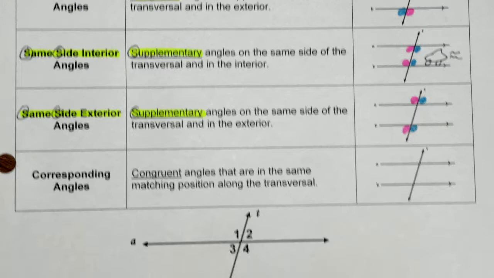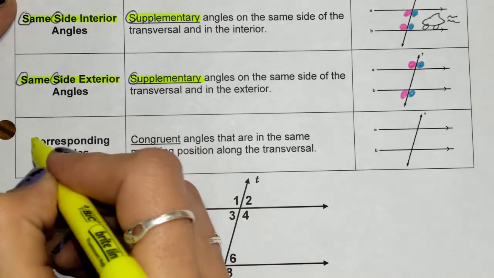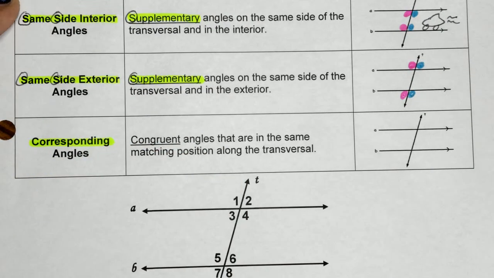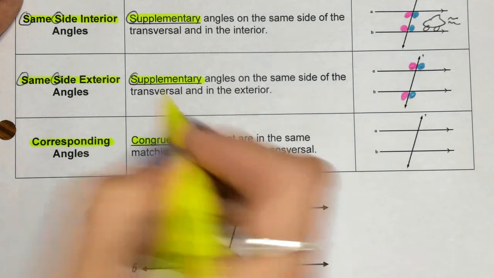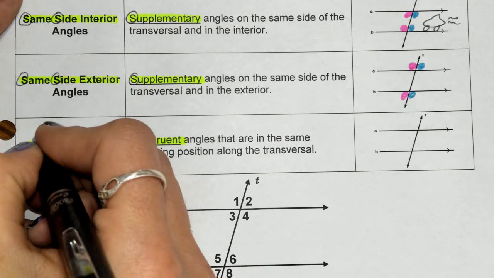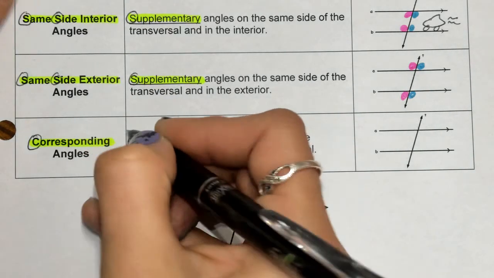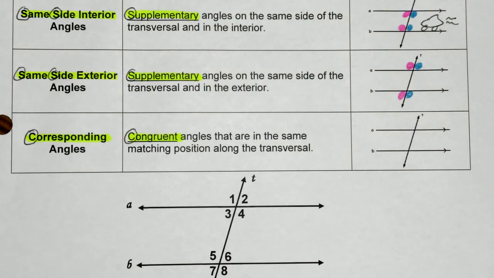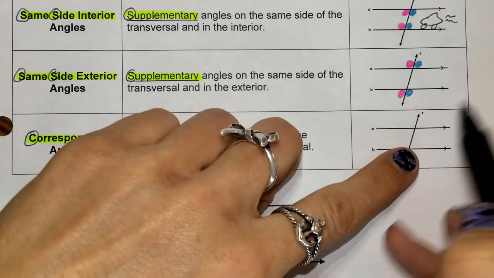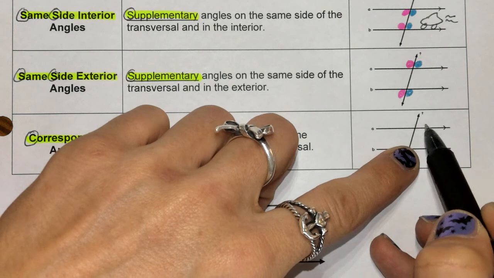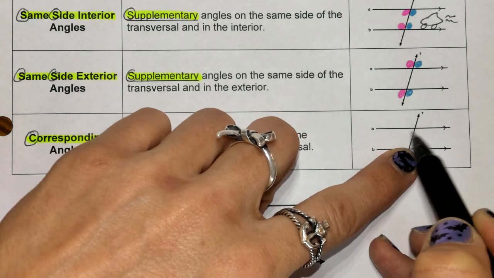Now your corresponding angles, these are going to be the ones in matching positions. These are going to be congruent. The easy way I can help you out with that is C for corresponding, C for congruent. Now, as we discussed in the last lesson, we actually have 4 pairs of corresponding angles because what we're talking about is positions. So we're looking at an intersection. We have 4 different angles, so we have 4 different positions.